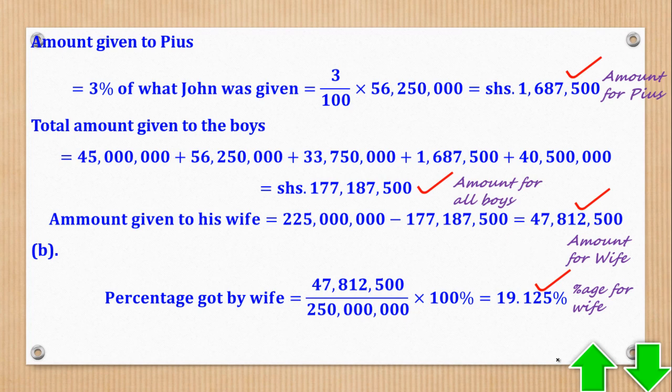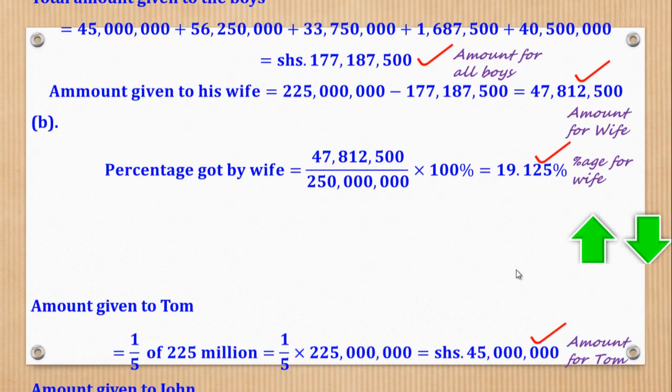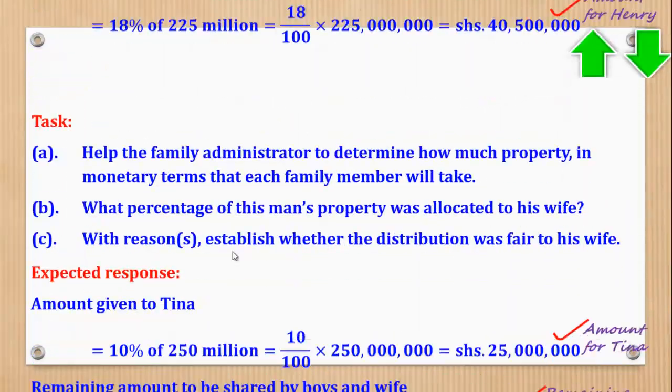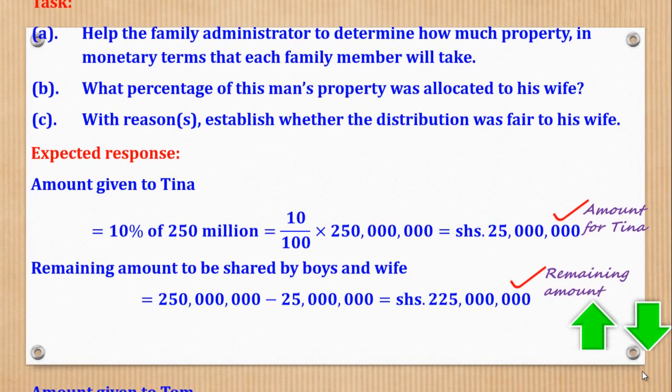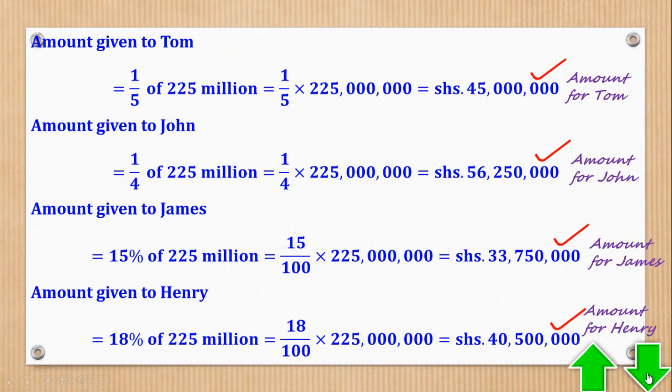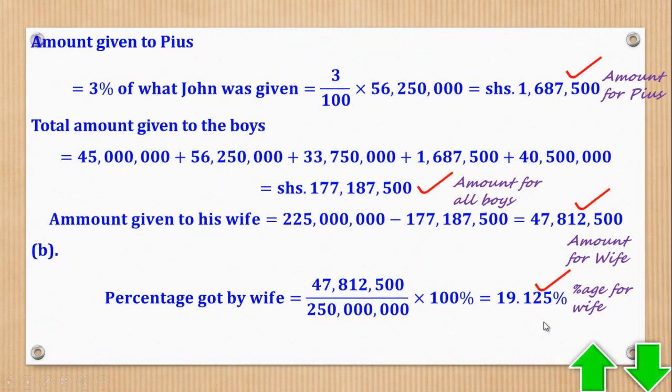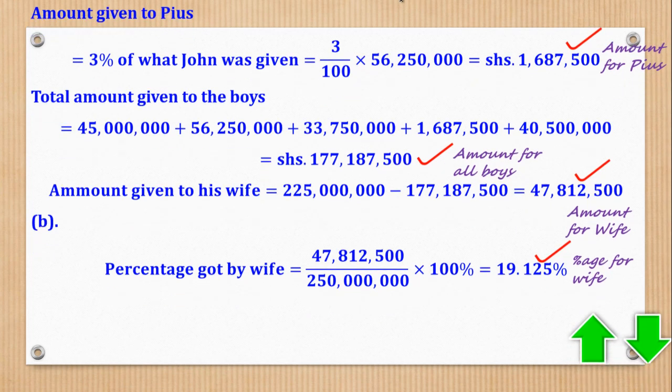Then you can go to task C. Task C says, with reason or reasons, establish whether the distribution was fair to his wife. So we need to identify the way the property was distributed and find out whether the distribution was fair or not. Of course, this is what the wife got. But the funny thing is that there is one child who got more than the wife. So that is enough to show us that it is unfair.